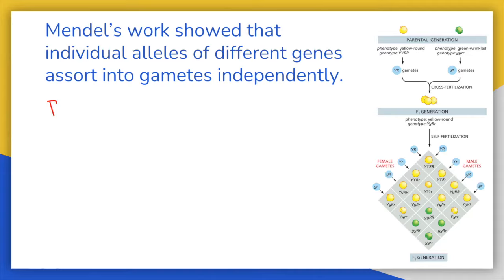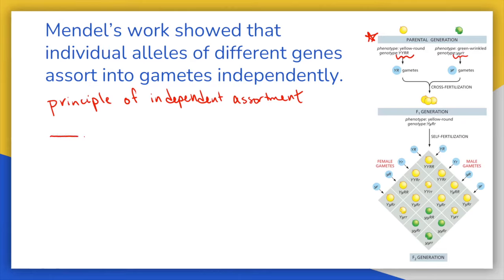Mendel's work also shows that alleles of different genes assort into gametes independently, and this is Mendel's principle of independent assortment. The principle of independent assortment can be explained by the arrangement of chromosomes in meiosis. So in this case, the parental generation has two genes. Parent 1 is dominant for both Y and R. Parent 2 is recessive for both y and r. And this only works if Y and R are on different chromosomes.